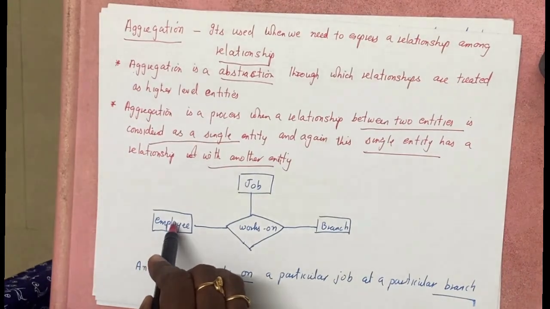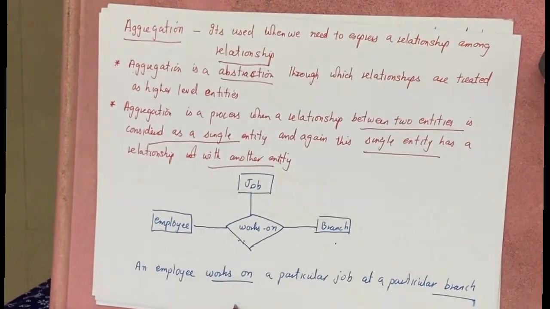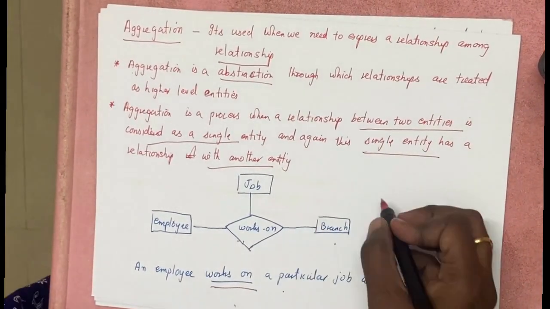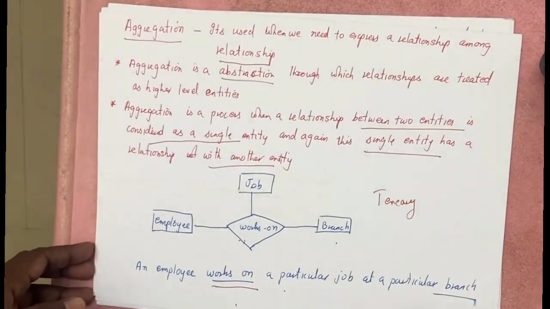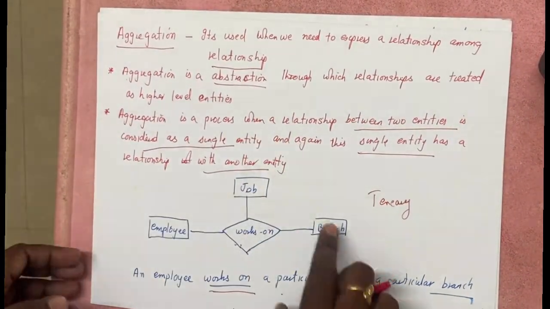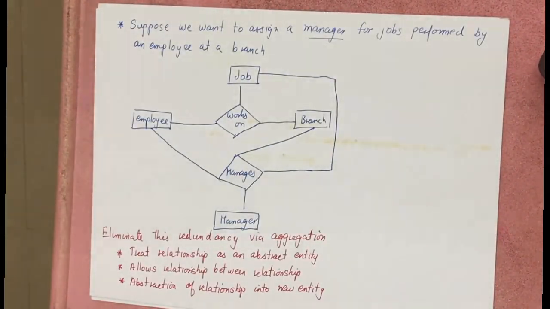An employee works on a job at a particular branch. An employee works on a particular job at a particular branch. This is a ternary relationship. So in this one, we are forming an aggregation between these three. Suppose in this relationship itself, I am trying to include a new fourth entity called a manager. A manager is assigned to a job to monitor the employee.